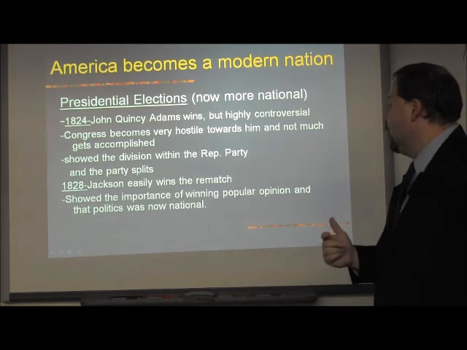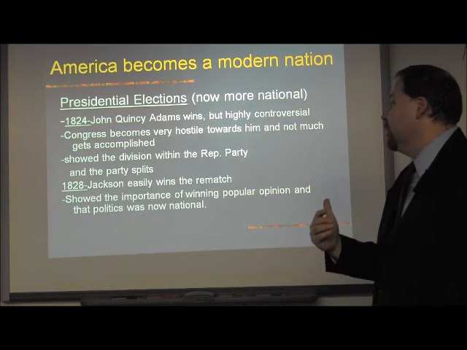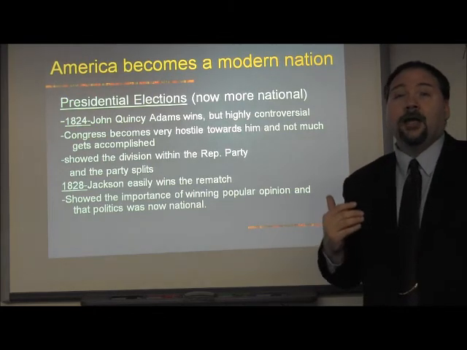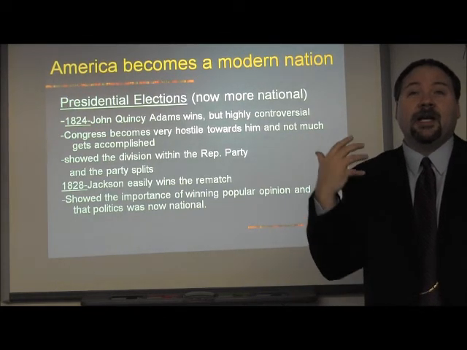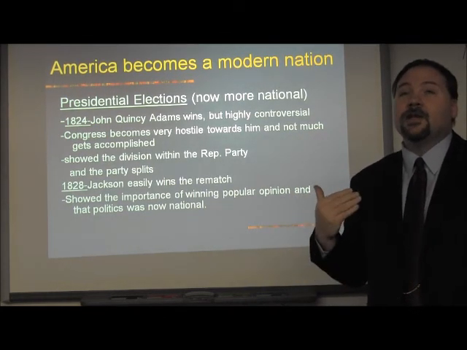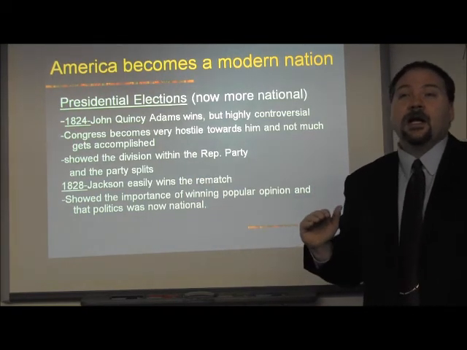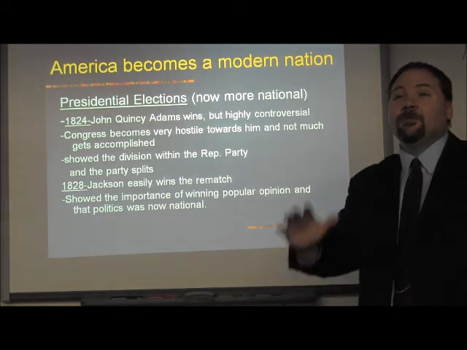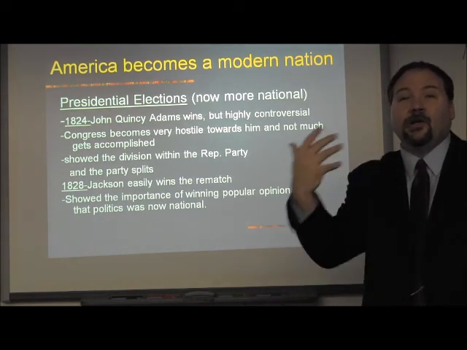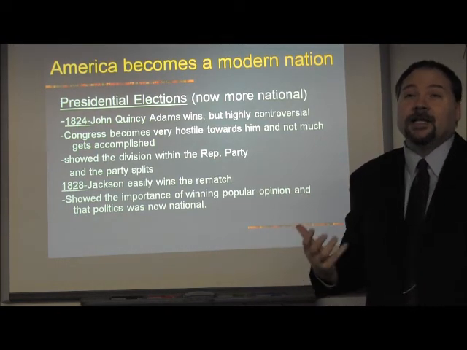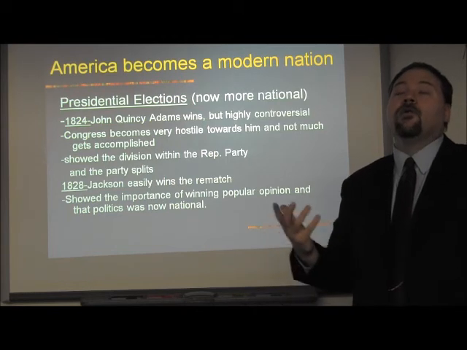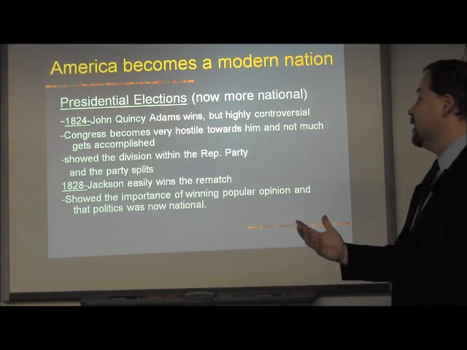What this election showed is the importance of winning popular opinion and being someone that people liked, being a well-liked person rather than just, this person's the best for the job. This person might have more qualifications, but this person over here is more charismatic, better looking. Andrew Jackson exemplifies that with his war hero record, and so he easily wins election.